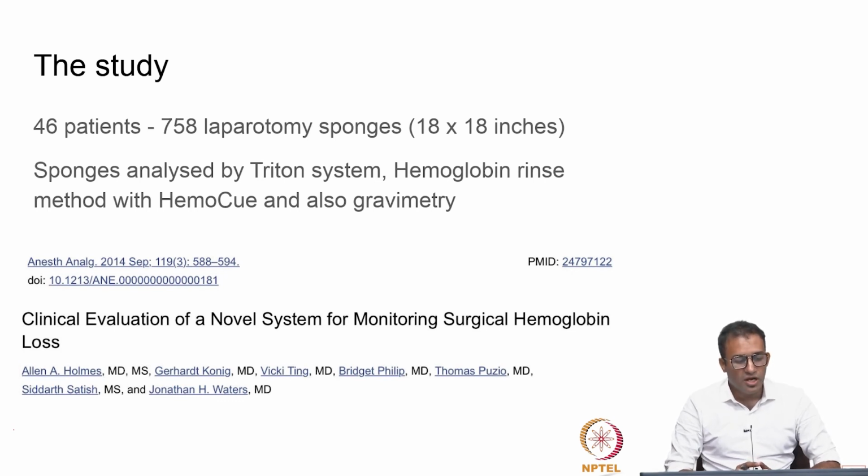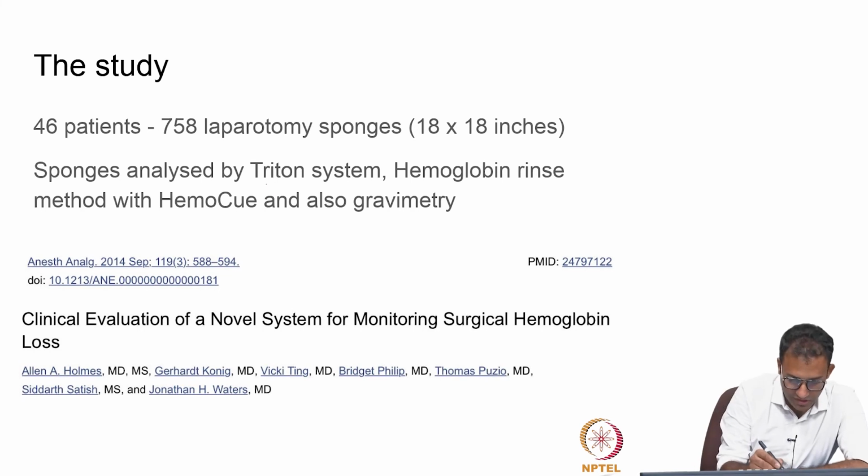So it was performed in around 2 centers in California, 2 leading surgical centers, and there were 46 patients who underwent laparotomies. Laparotomy is opening the abdomen for various surgeries, and there were 758 laparotomy sponges, each of them 18 by 18 inches, and these sponges were analyzed by 3 different systems.